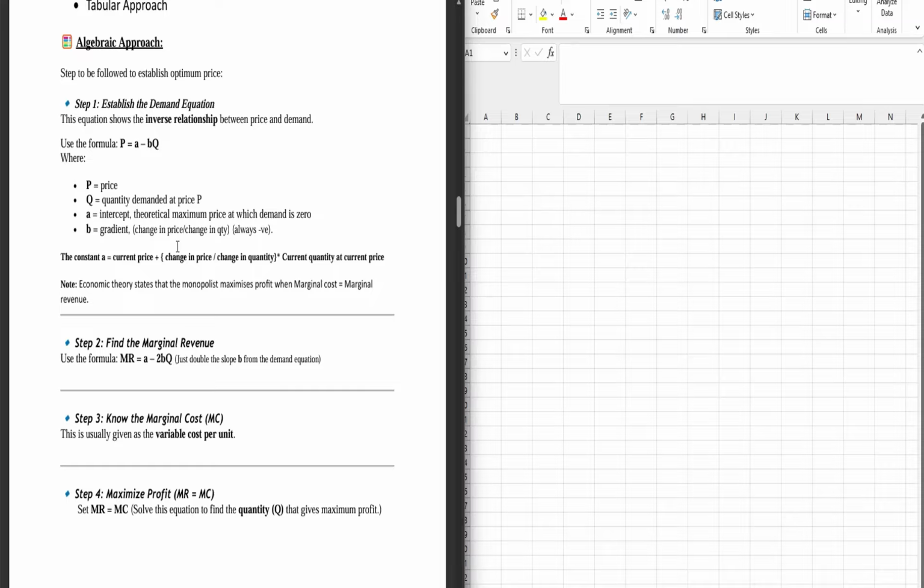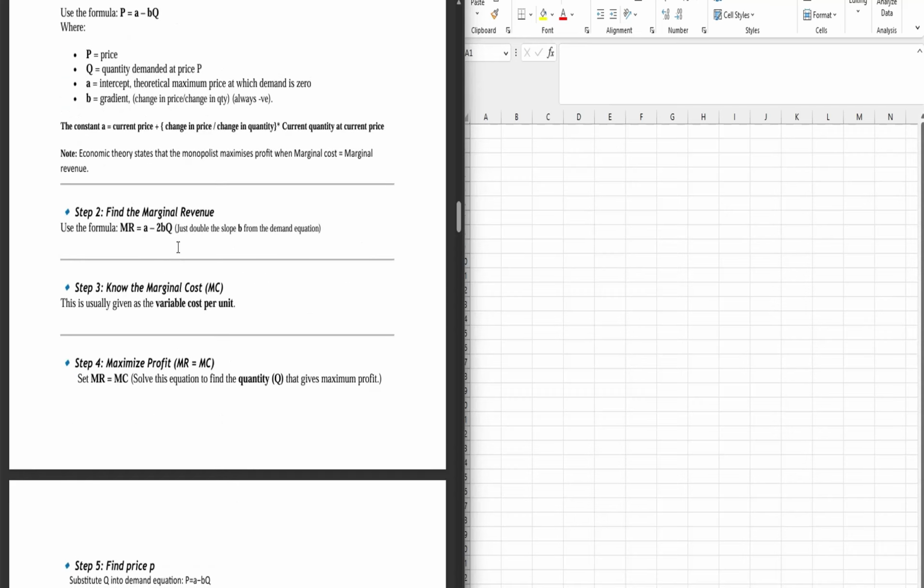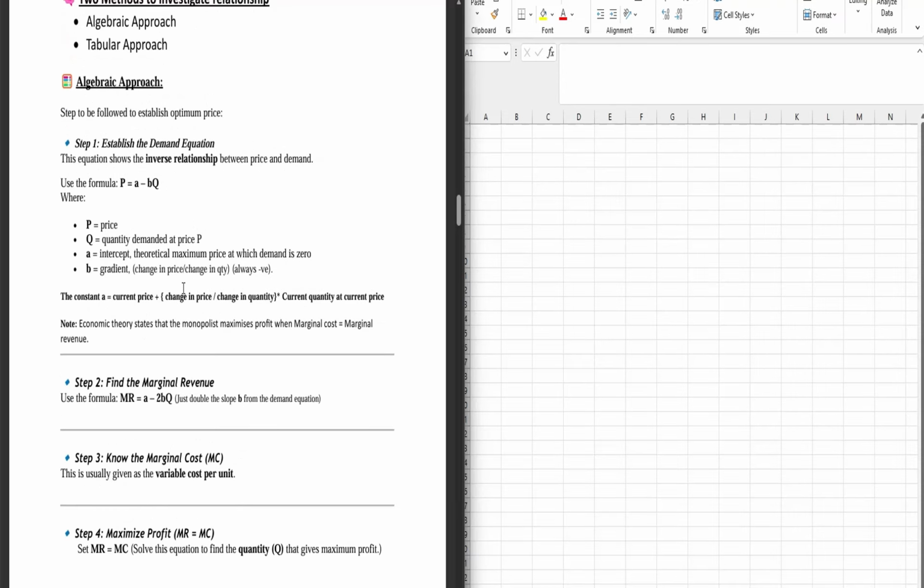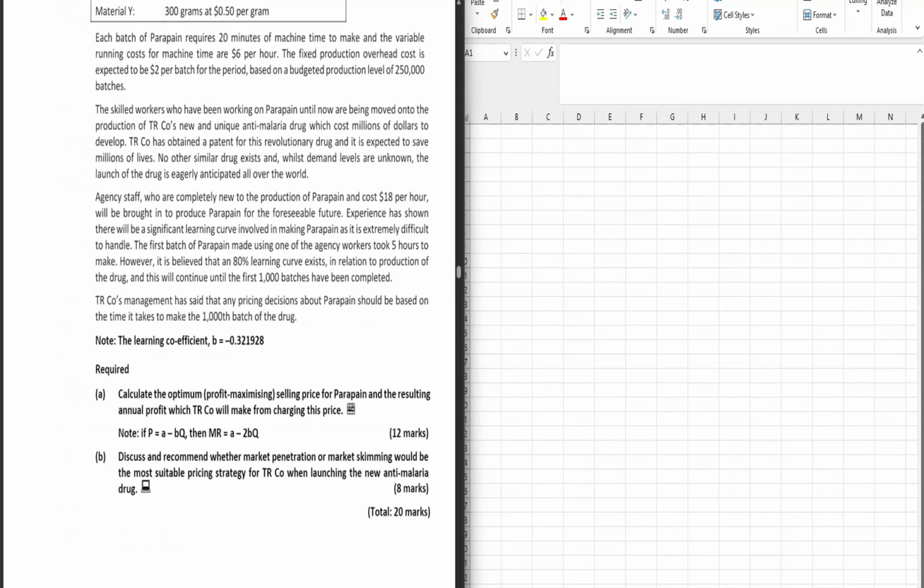Now the next step is to find out the marginal cost, which will be equal to the variable cost per unit. And in the third step, we will equate MR equal to MC. Why? Because this is the point where profit is maximum. After equating, we will find the Q value, which we will substitute in the equation from step 1 to find out the selling price. So these are the steps that we need to follow to perform the calculation asked in part A.